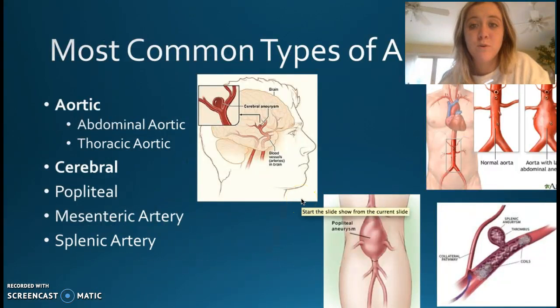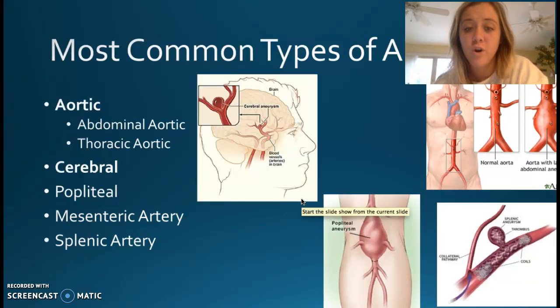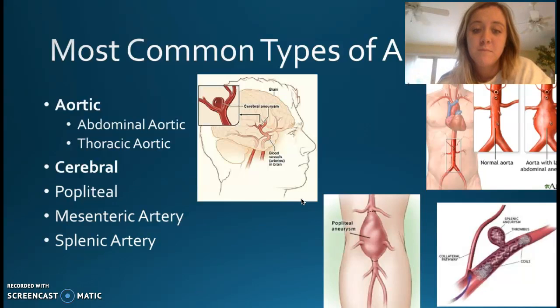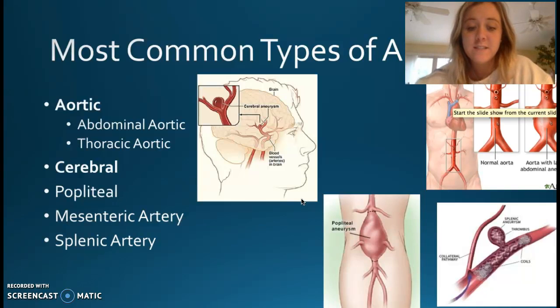So now we're going to talk about the most common types of aneurysms. An aortic aneurysm occurs in the major artery, the aorta of the heart. There are two different types: abdominal aortic aneurysms and thoracic aortic aneurysms. There are also cerebral aneurysms, which occur in the brain. Popliteal aneurysms occur in the leg behind the knee. Mesenteric artery aneurysms occur in the intestines. And then there's a splenic artery aneurysm, and that obviously occurs in the spleen.